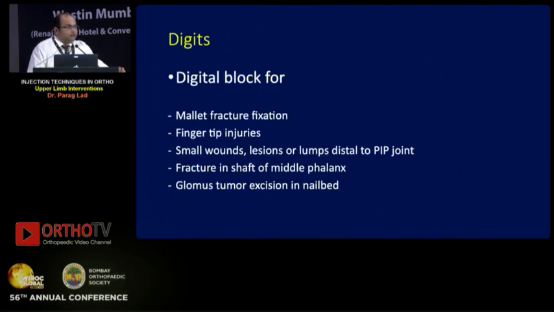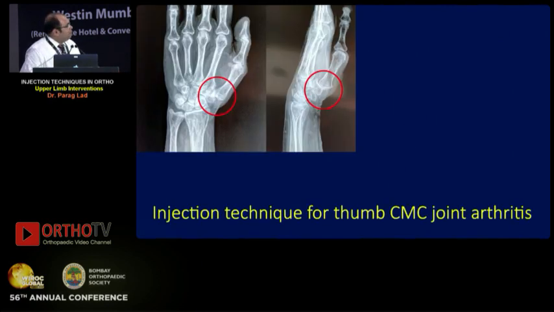In the digits, we give a digital block or local anesthesia for nail bed injuries, mallet fracture fixation, small wounds, lesions like a glomus tumor or lacerations, or giant cell tumor of tendon sheath, and everything distal to the proximal interphalangeal joint. These surgeries can be safely done under digital block. Fractures in the middle phalanx can also be dealt with under digital block. Now I'm going to discuss three to four important techniques.